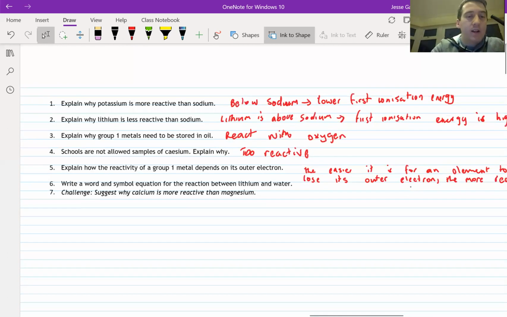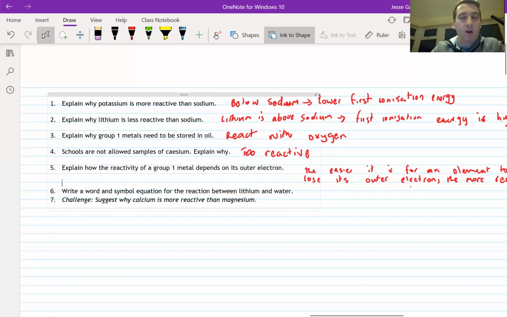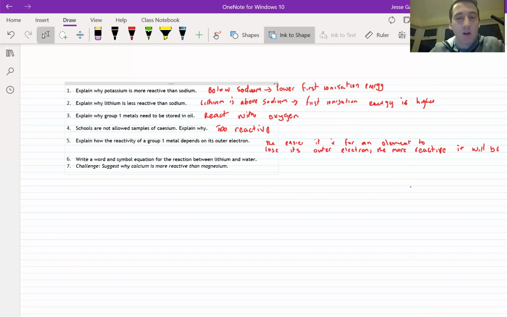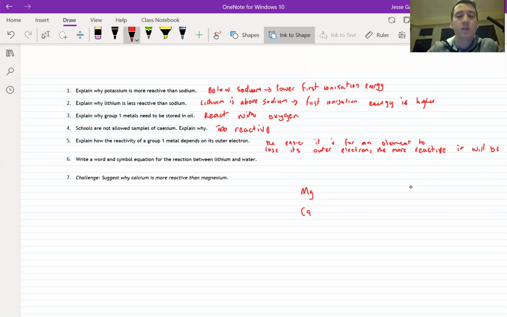Write a word and symbol equation for the reaction between lithium and water. Okay, so we've done that one already. I'm not going to do that again, so go back and check what you did earlier. And then the challenge question: suggest why calcium is more reactive than magnesium. If you go to your periodic table and look at calcium and magnesium, you would find that magnesium is higher up in the group than calcium. So it's the same idea.